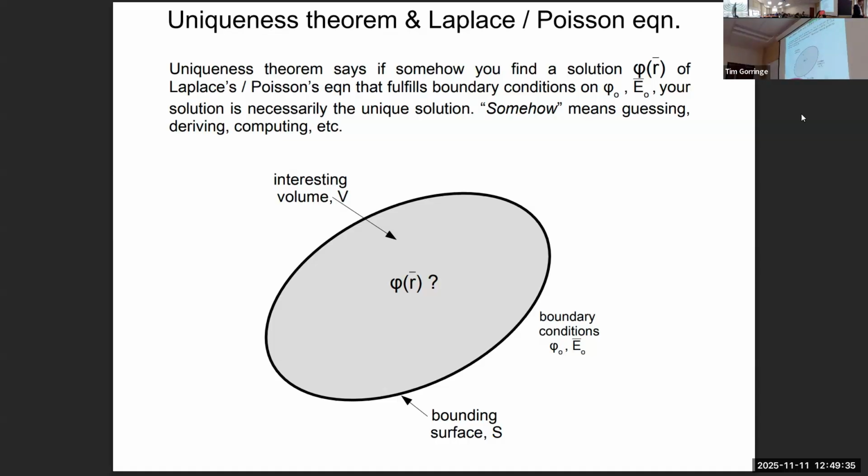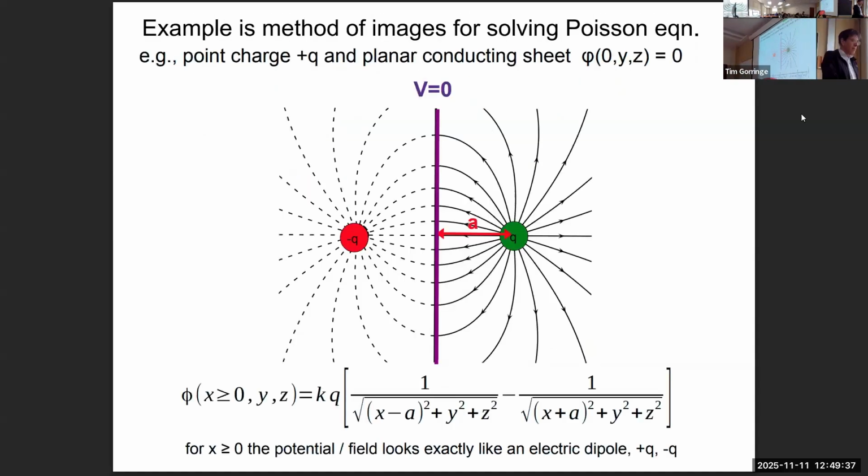So that's a useful thing. That comes up in a couple of methods for solving Poisson's equation or Laplace's equation. Here I've got Poisson's equation. Next slide I've got Laplace's equation. This is a classic example of using the uniqueness theorem.